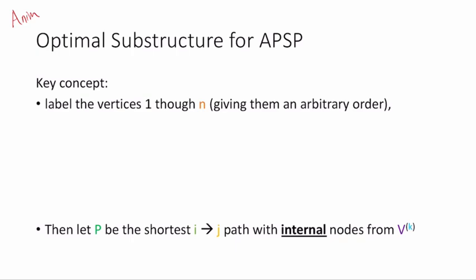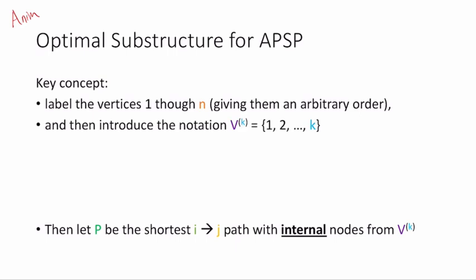So here's our key concept. We're going to label all of our vertices from 1 to n, giving them any arbitrary order. It doesn't matter. And we're going to introduce some new notation here, call it v superscript k. And that's going to say take just the vertices 1 through k.